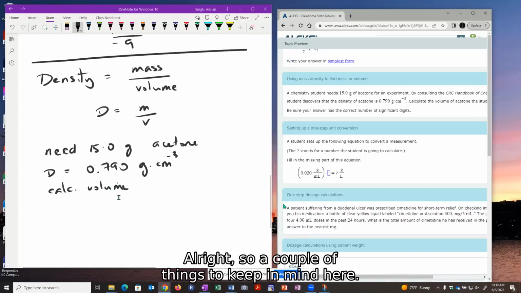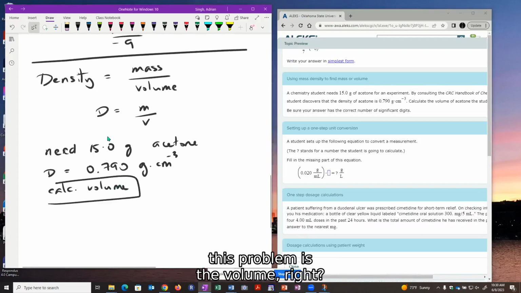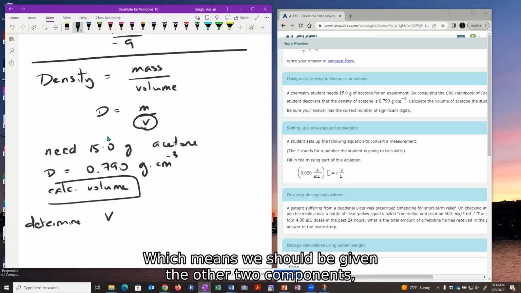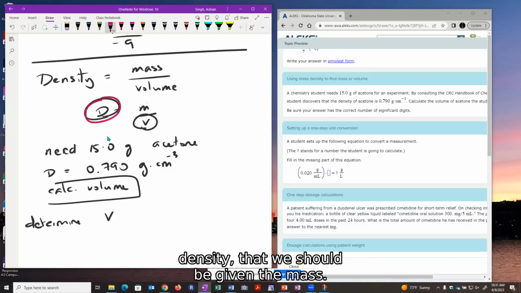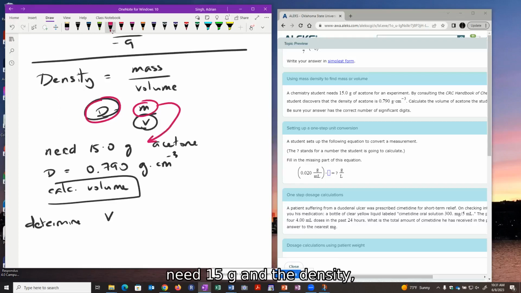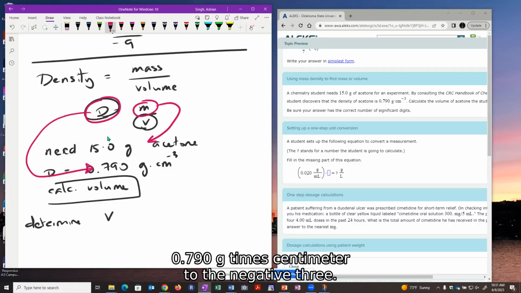All right, a couple of things to keep in mind here. What we need to find in this problem is the volume, right? So what we need to determine is V, which means we should be given the other two components, density and mass. Yes, the mass is given to us here. We need 15 grams, and the density, we're told by looking it up in that book, is 0.790 g·cm^-3.